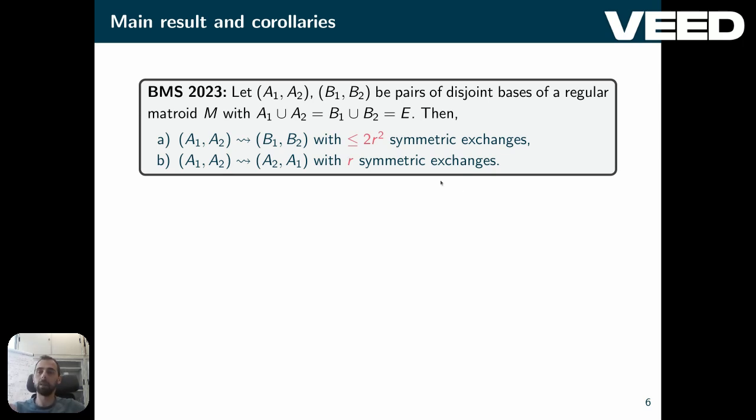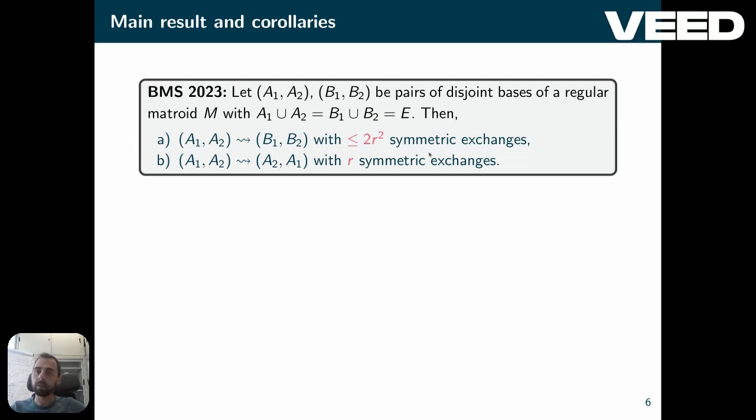Okay, here you can see the precise statement. So let me emphasize that we do not only prove White's conjecture for regular matroids, but we also give a polynomial upper bound on the number of symmetric exchanges needed to transform one pair of bases into another, and our proof is algorithmic. Since we are talking about matroids, we assume that the matroids are given by an independence oracle, and if you have access to an independence oracle, then our proof implies an algorithm that makes a polynomial number of calls to the oracle and finds a sequence of exchanges, transforming one pair of bases into the other.